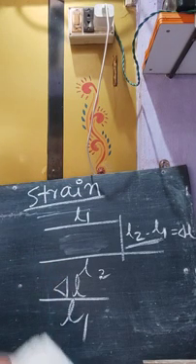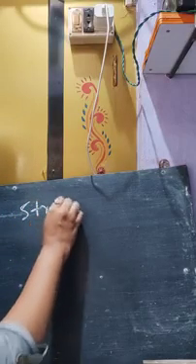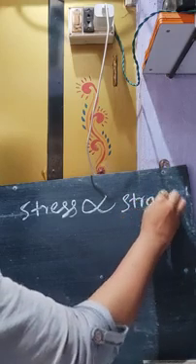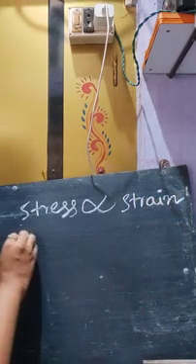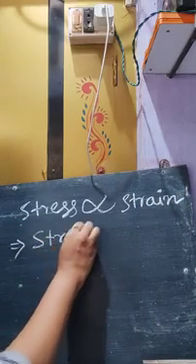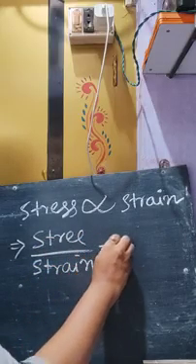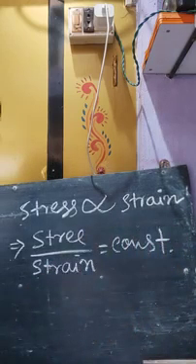Okay. According to Hooke's law, within the elastic limit, stress is directly proportional to strain, right? So you can write in the next line that stress by strain is nothing but a constant, right?